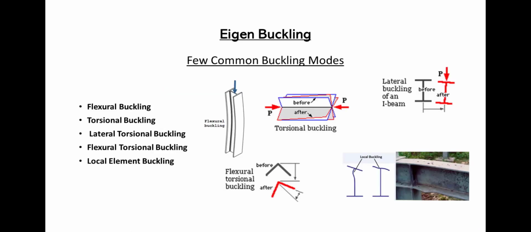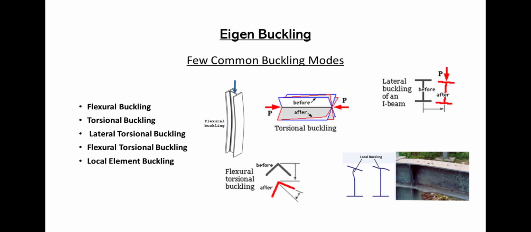The most common buckling mode shapes that we come across in our civil engineering structures are flexural buckling, torsional buckling, lateral torsional buckling, flexural torsional buckling, and local element buckling. Now, the first four are the global buckling modes, and we can also call them the member buckling modes. And the last one is the local element buckling mode, where the localized buckling of the element happens.